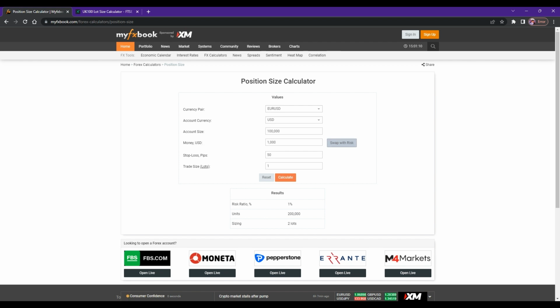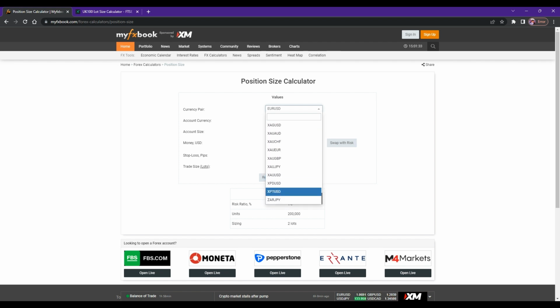Once again, if we did this with the money option, we can input how much it is, £1,000 in risk for 50 pips. It will then say that's 1% of your account, and the lot size would be 2. So we would then input 2 lots, and that would be our $1,000 US dollar risk. That's really simple and straightforward to use. So that's basically it for Forex.